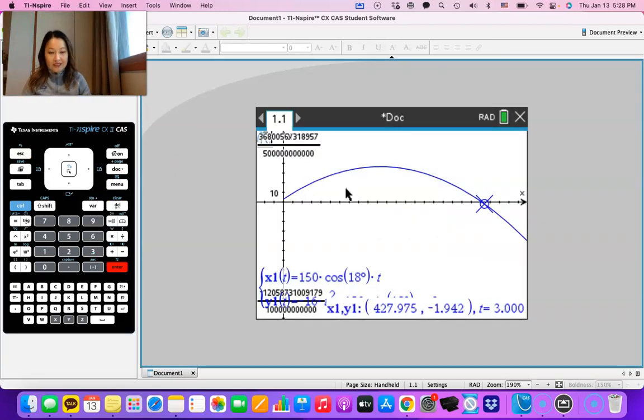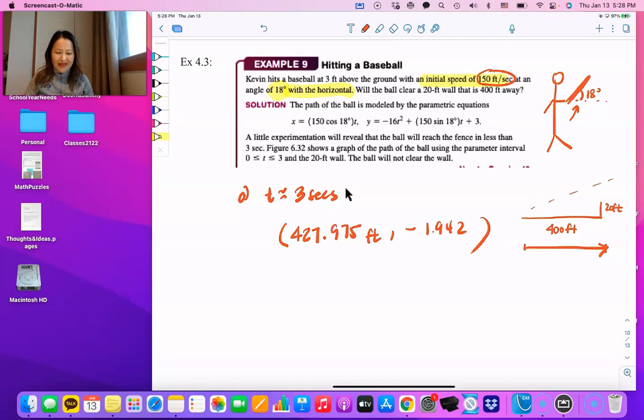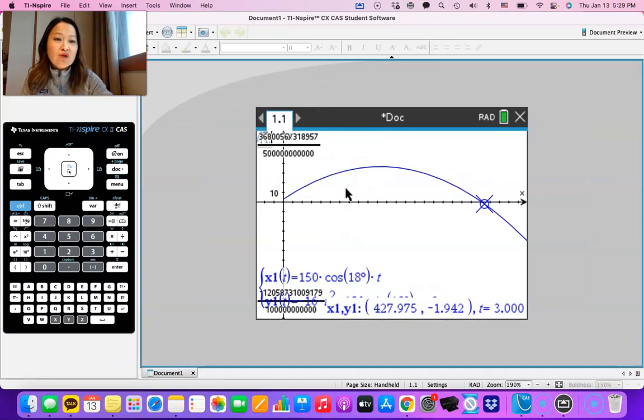At 3 seconds, it was 427.97 feet away. It traveled that way, but it went under, to negative 1.942. That means the ball was under the ground. But what about when y was about 0? So let's go up a little bit.